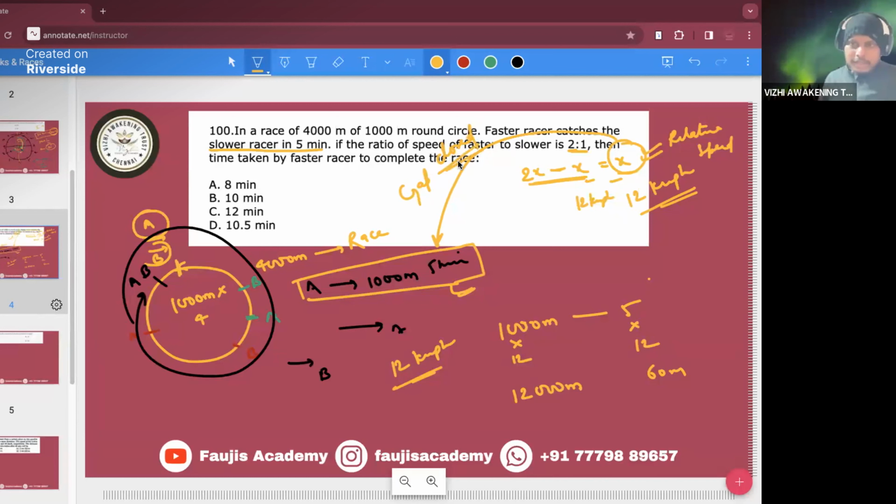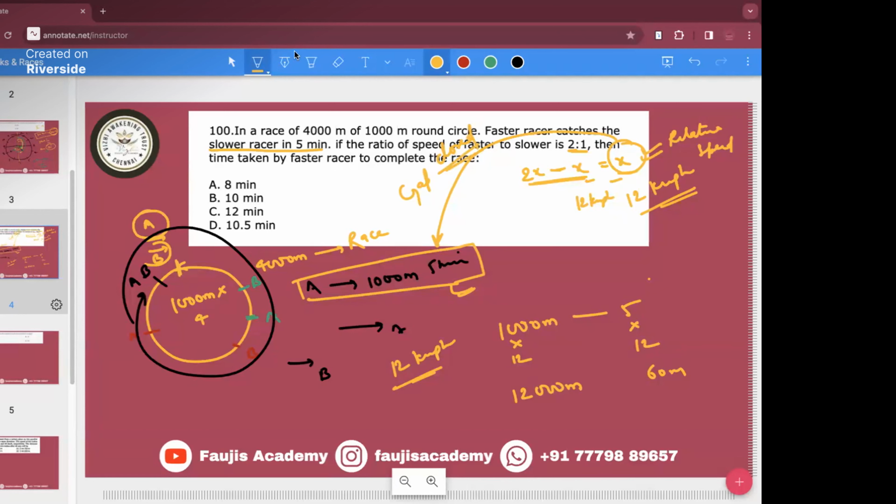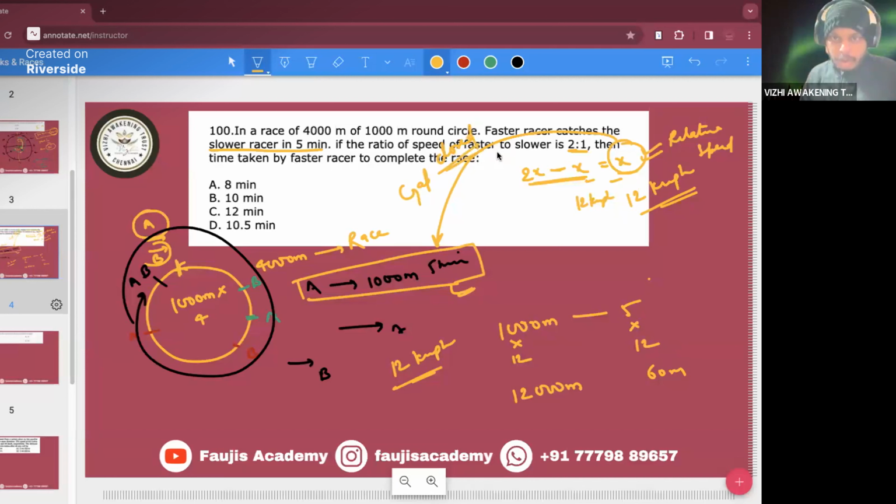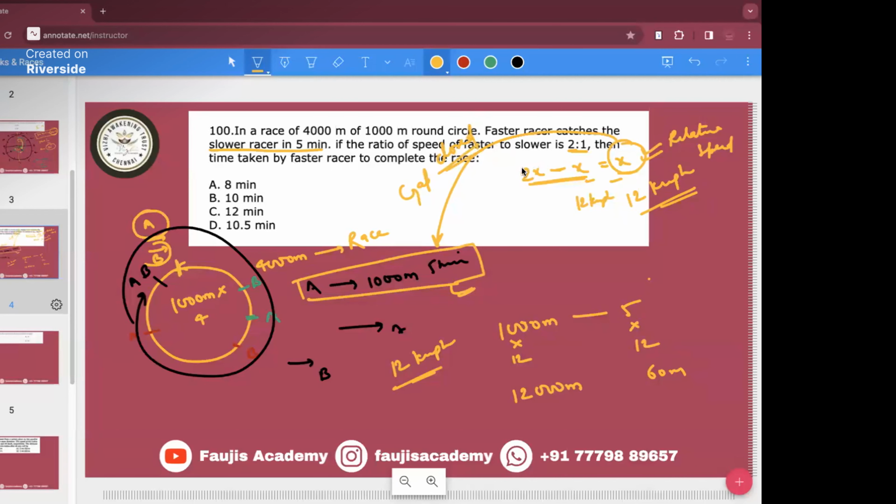This gap was closed. Are you guys with me? Who did not understand this? Tell me. I didn't understand, sir. Yes, thank you so much. So explain me this one, sir. How come A covered 1000 meters in 5 minutes?